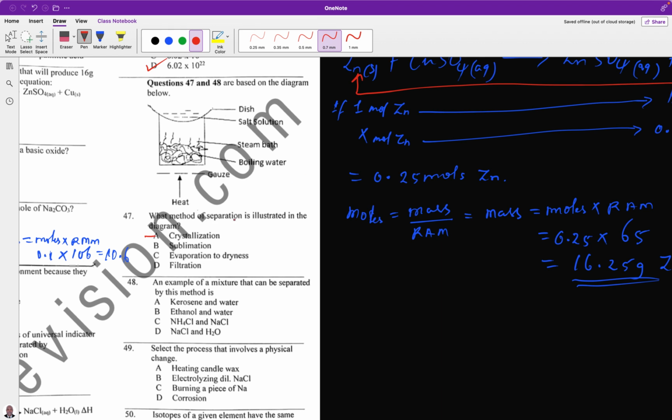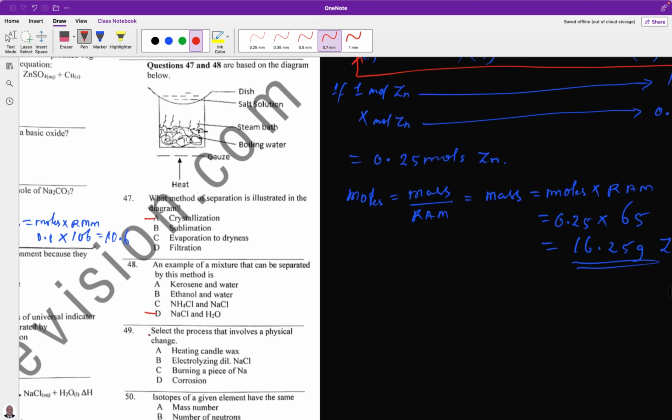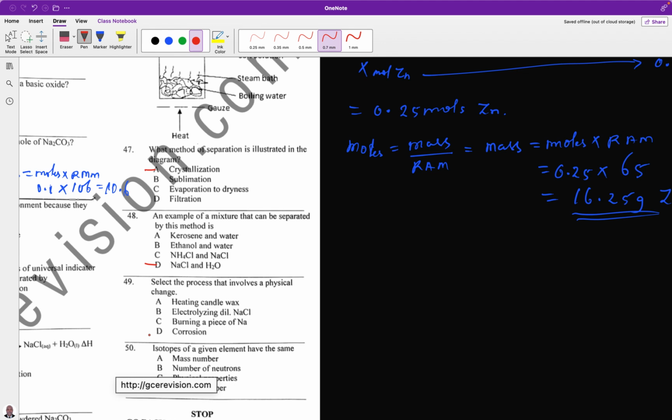Now, question number 49: select the process that involves a physical change. Corrosion is not a physical change, it's a chemical change. Corrosion is rusting, the reaction of iron and oxygen, and that is a chemical change. C, burning a piece of sodium, involves a reaction of sodium and oxygen, so it does not involve a physical change, but a chemical change.